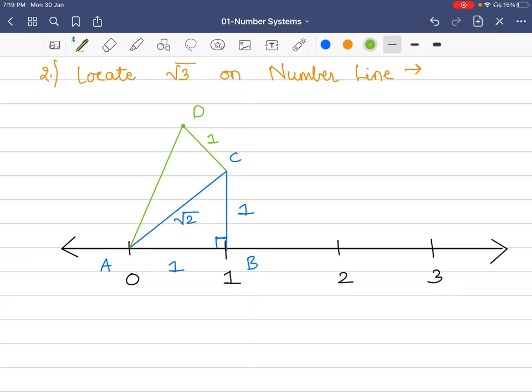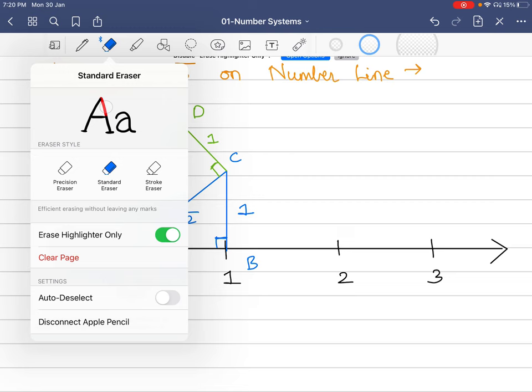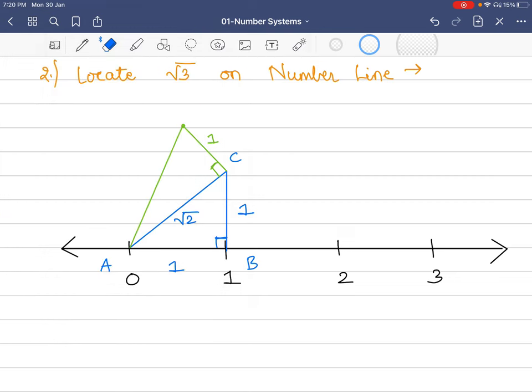Note this is 90 degree. So this is 90 degree. Okay. So once again, let's give D. Now once again, if you focus on this triangle, so let me use a highlighter here.